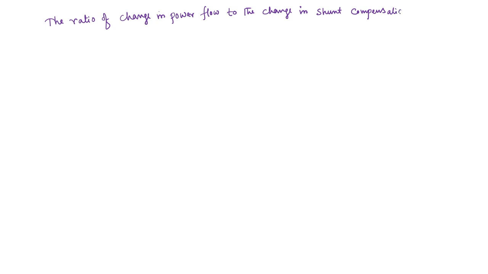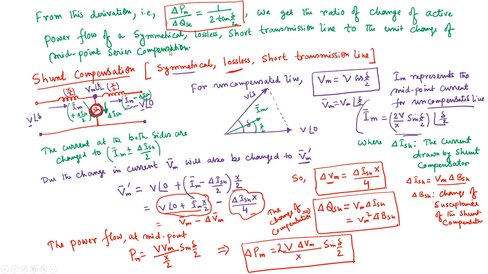So, the ratio of change in power flow to the change in shunt compensation can be written as del P m divided by del Q SH. Now, I know the expression of del P m, I will put it here. Del P m expression is already obtained from here. Let us put it there.